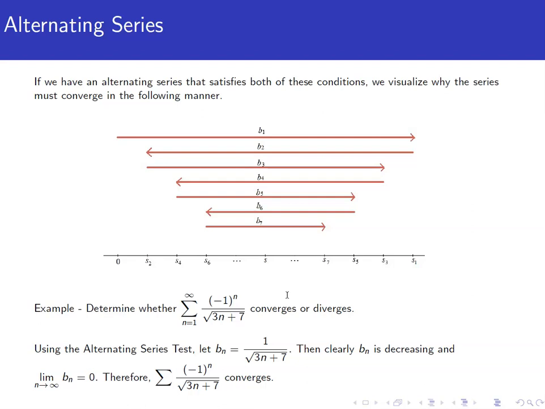Certainly as n gets bigger, the denominator gets bigger, so the terms get smaller. So b_n is decreasing. Also, the top is 1 and n is going off to infinity, so the limit will turn out to be 0. That's enough to tell us that the series must converge. That's how easy it is to use the alternating series test.